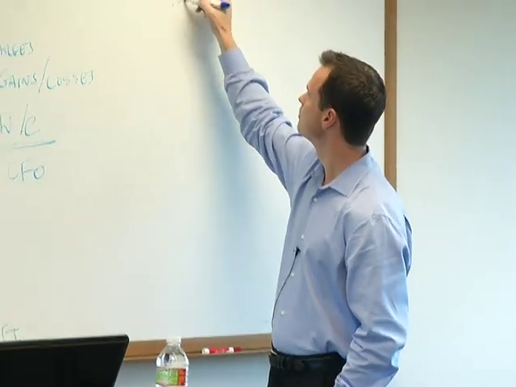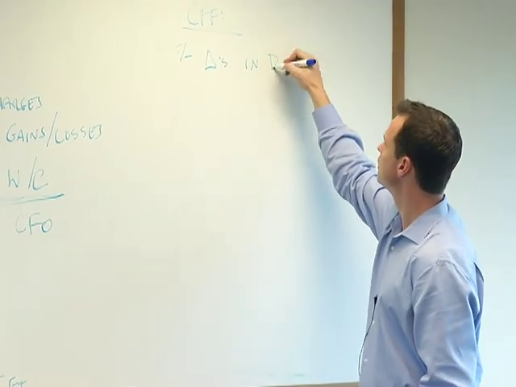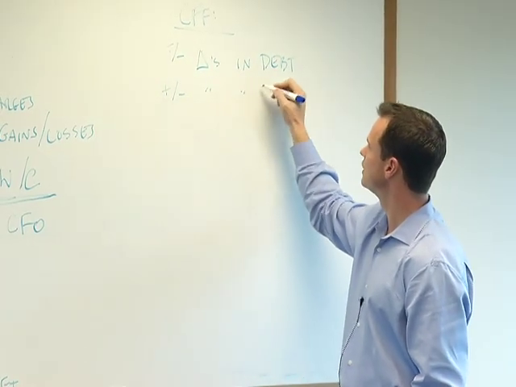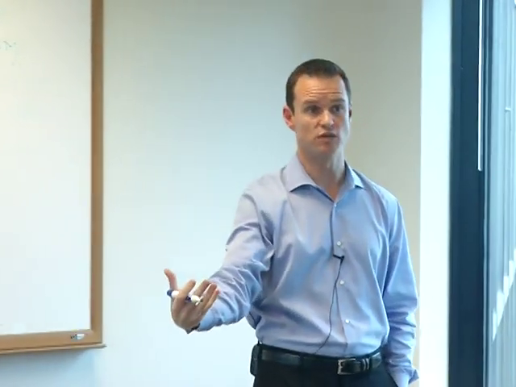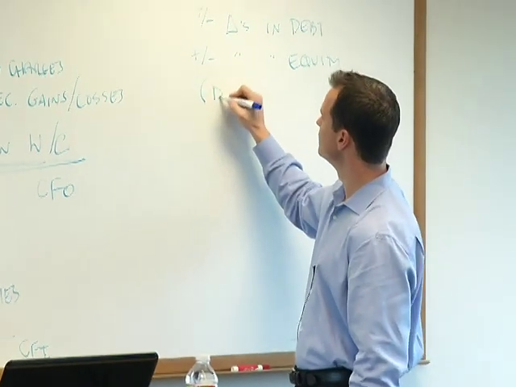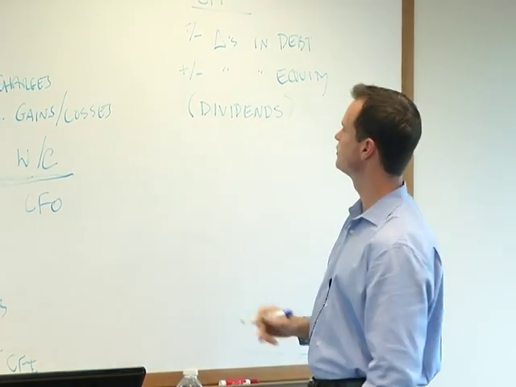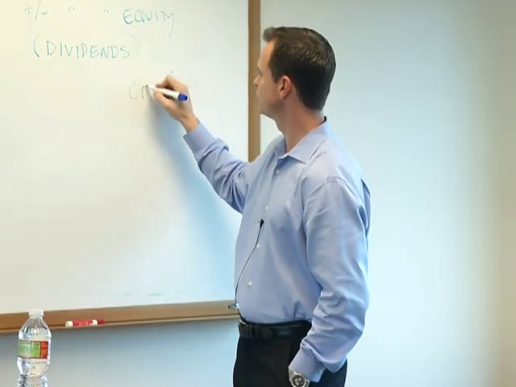Okay, so plus or minus, basically changes in debt, plus or minus changes in equity accounts. All right, so if we're selling more stock and getting cash in, that's a source. If we're buying back stock, treasury stock, that'd be a use. Okay, if we pay dividends, that would be a use of cash, etc. We'd add all those up, that would be our cash from financing.